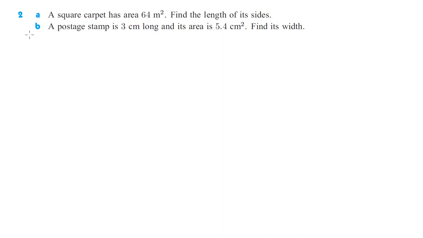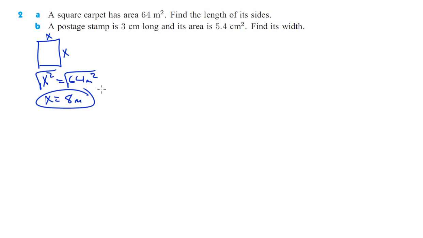Okay, so we're going to start here with number 2. We've got a square carpet that has an area of 64 square meters. Find the length of its side. Since it's square, we know that it's going to be, say, x by x. So the area of a square is going to be x squared. So we know x squared equals 64 square meters, so we square root both of those and we get x equals 8 meters.